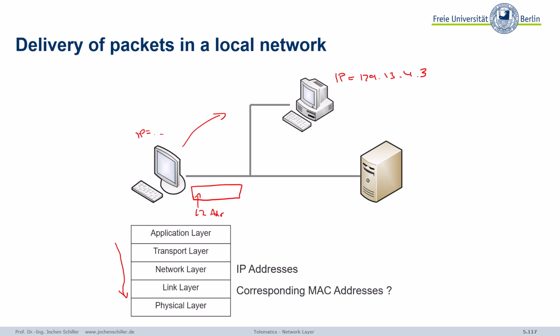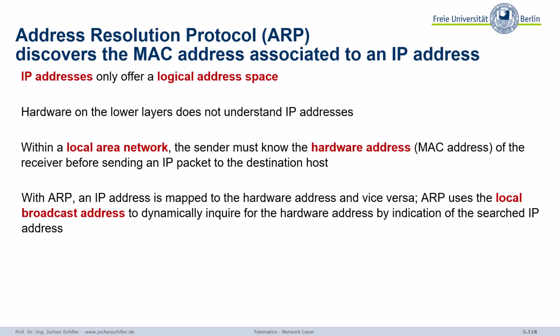The corresponding MAC address. Okay, so this is where we can use the Address Resolution Protocol, ARP. This protocol discovers the MAC address that is associated to an IP address. So the hardware cannot handle IP addresses. Hardware works with layer 2 addresses. In the local area networks, we learned that we can use the MAC addresses for forwarding the packets. We learned about spanning tree protocol and all these things. Okay, so now ARP, this protocol helps us to map the IP address to the hardware address. So that's the idea.